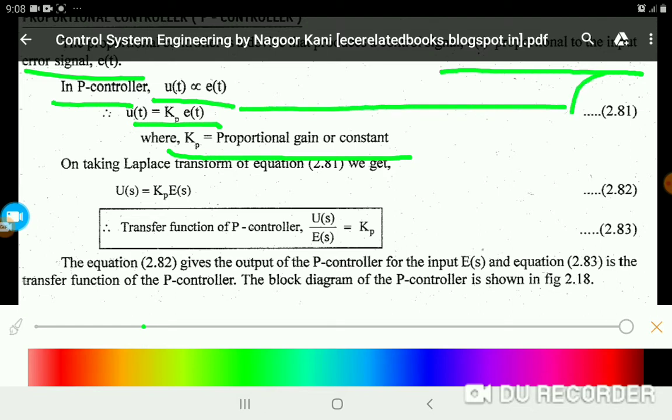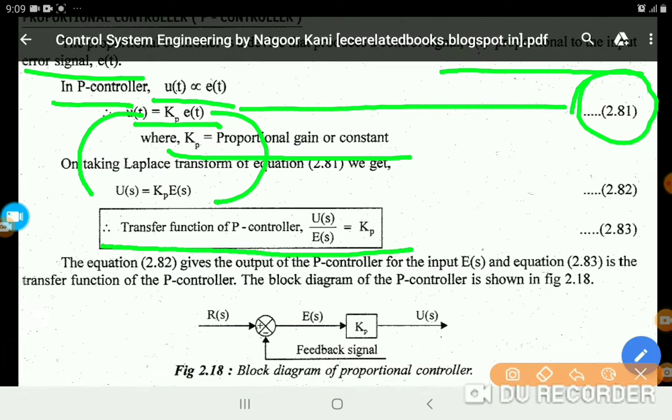Let it be equation number 2.81. On taking the Laplace transform of this equation, u of t becomes U of s, Kp e of t becomes E of s. Thus, the transfer function of the proportional controller is U of s by E of s equal to Kp.